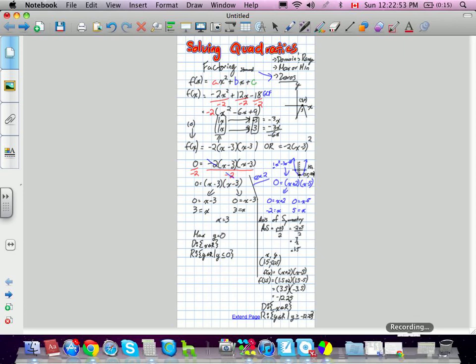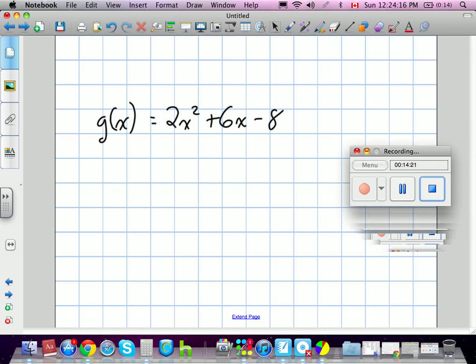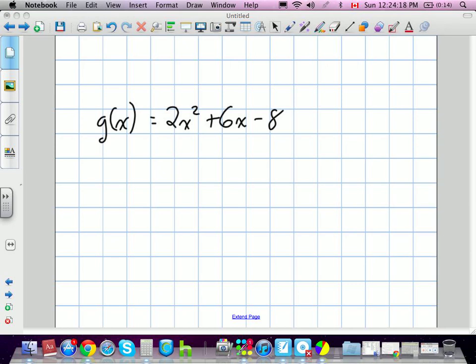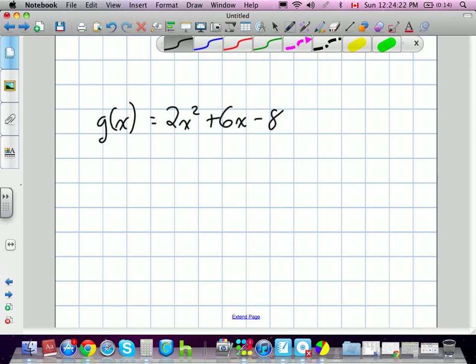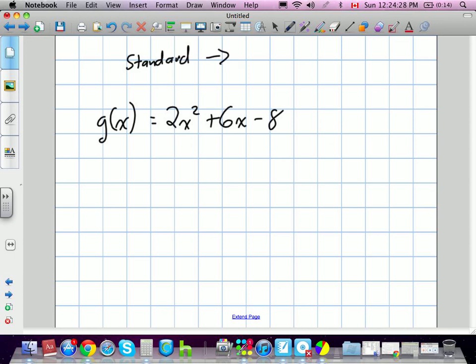All right, so we have another equation. We could have done this one also by factoring, but let's just say we're in standard form right now, and you want to complete the square. That's the process of changing something from standard to vertex form.